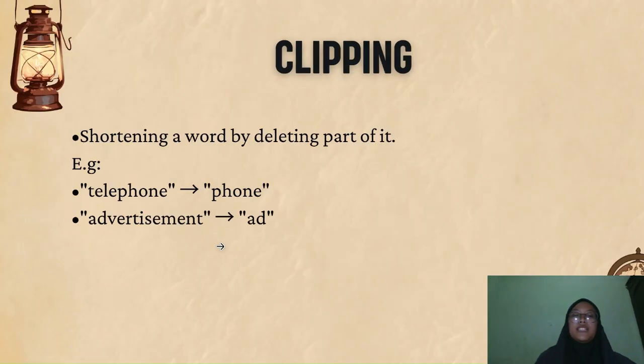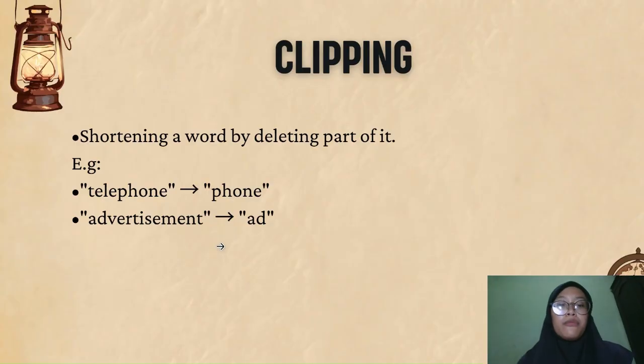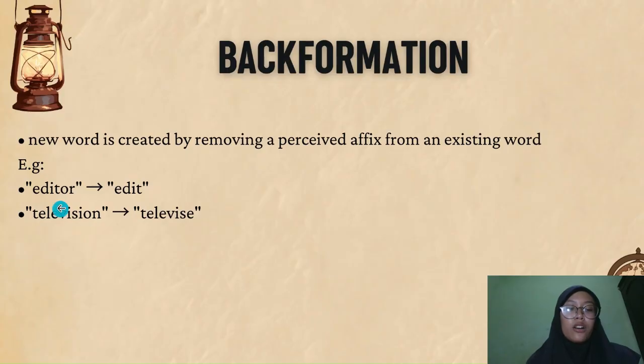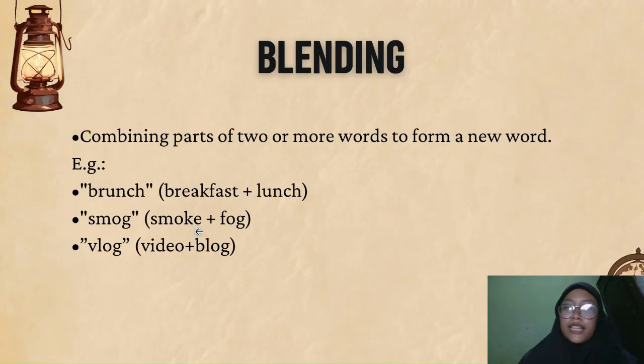And then clipping. Clipping is shortening a word by deleting part of it. Telephone becomes phone, advertisement becomes ad. And then back formation. A new word is created by removing a perceived affix from an existing word, like editor, you remove the -or and it becomes edit. Television, you remove the affix -ion and it becomes televise.